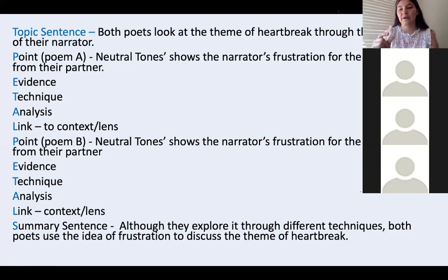So that's my quote there, "knell." And then my technique is metaphorical or auditory language, meaning language that you can hear, because a bell, you could hear it, right? And then again, the analysis. So how does that exact quote link to the narrator's frustration?